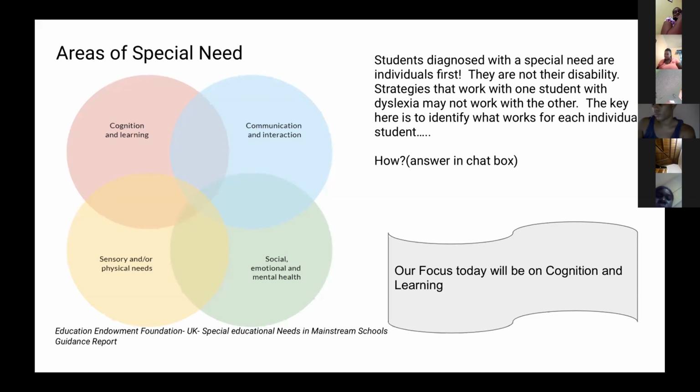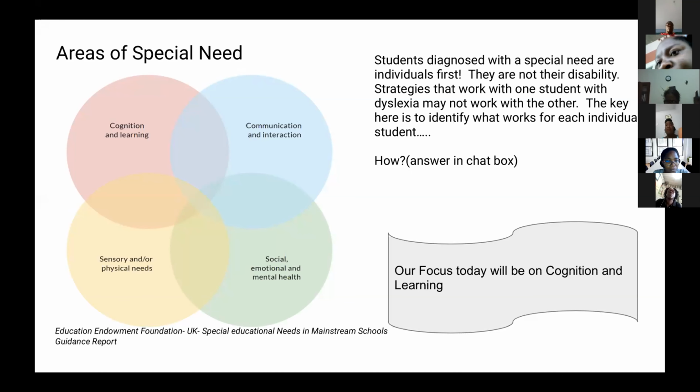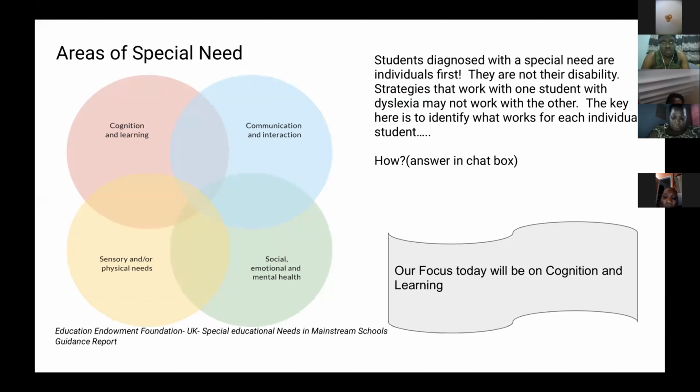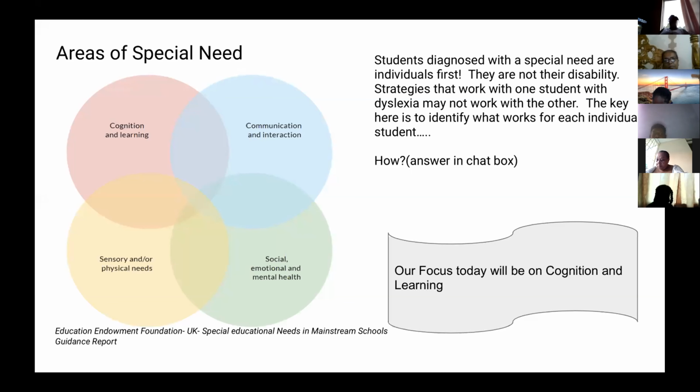I think this part is very important, that students diagnosed with a special need are individuals first. They are not their disability. Also, the challenge in special education is that I can say, seat this child who's a mover, who moves around a lot, on one of those exercise balls and it will strengthen his core and he won't move around as much, but that might not work for another child. So strategies that work with one student may not work with another student, okay? But the key is to find the way that works for each individual student.